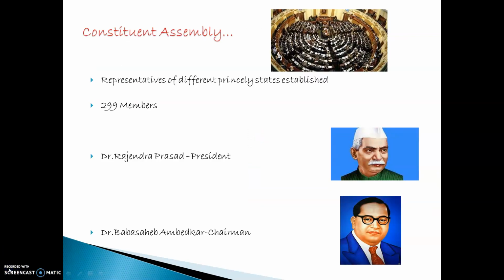The committee which was appointed to make new rules, new laws for the independent country of India, that committee was named as Constituent Assembly. The representatives of the different provinces and the princely states were included in the Constituent Assembly. The Constituent Assembly consisted of 299 members. Dr. Rajendra Prasad was the president of the Constituent Assembly, whereas Dr. Babasaheb Ambedkar was chairman of the drafting committee.